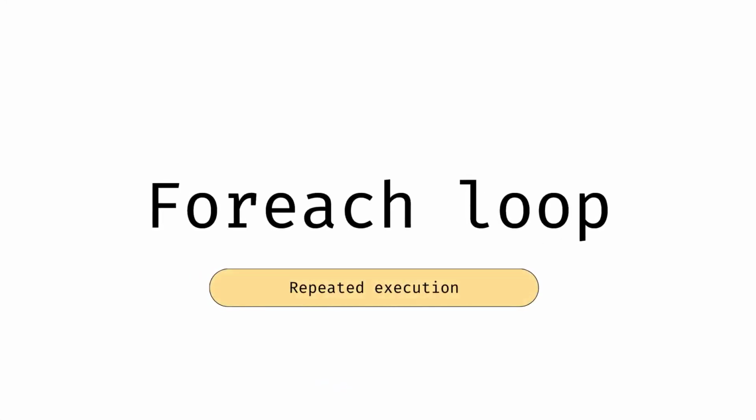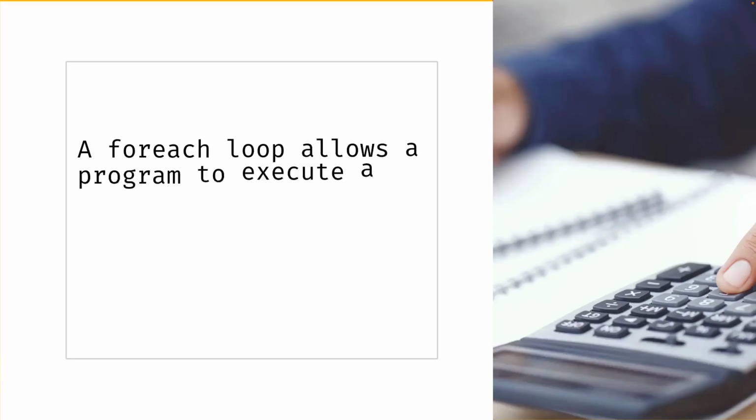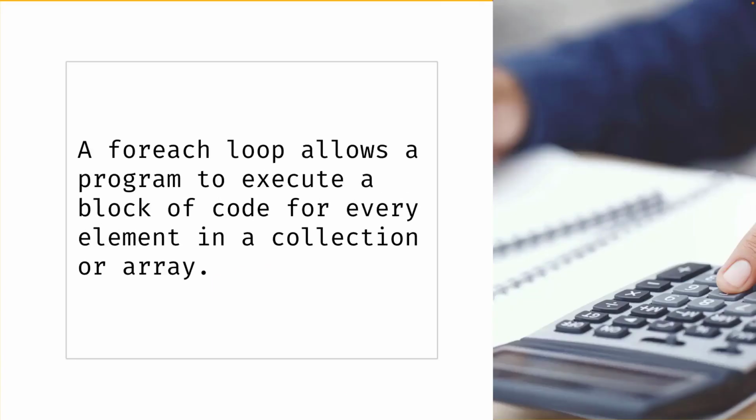Last but not least, let's talk about the for each loop. The for each loop is sometimes also called the enhanced for loop, and they're a type of control flow statement in Java that allows a program to iterate over the elements in a collection or array.